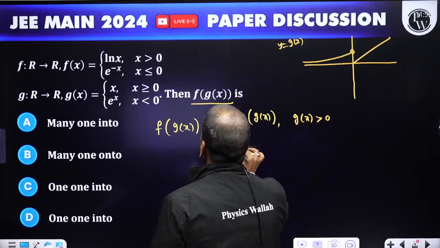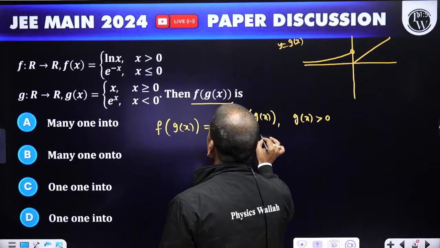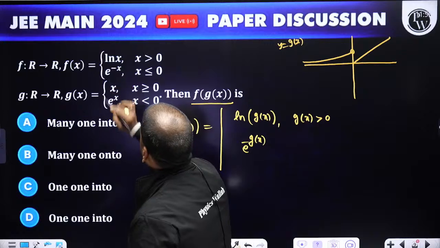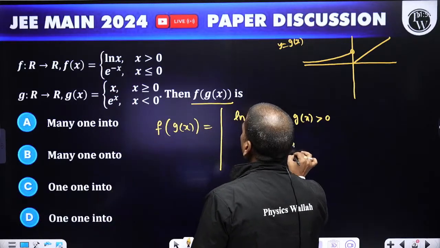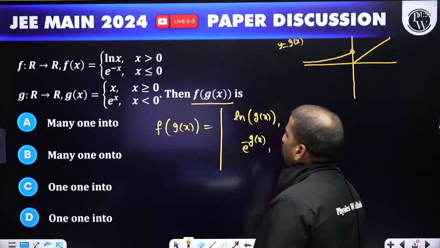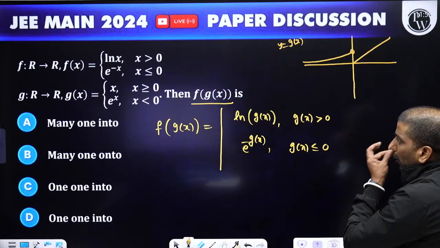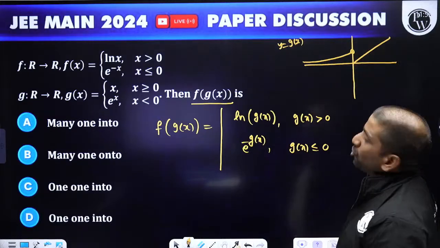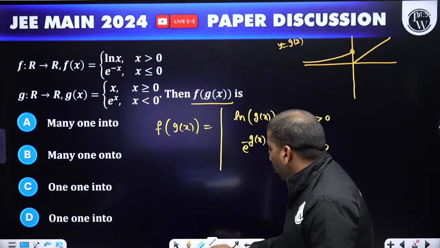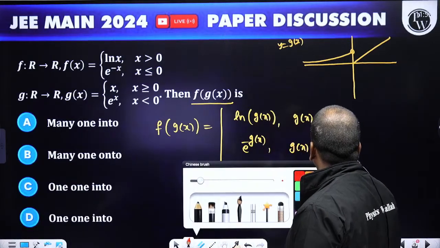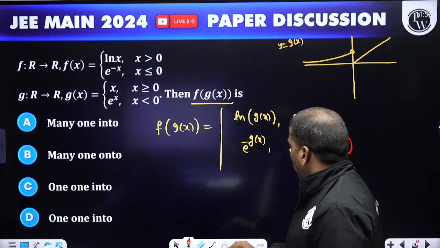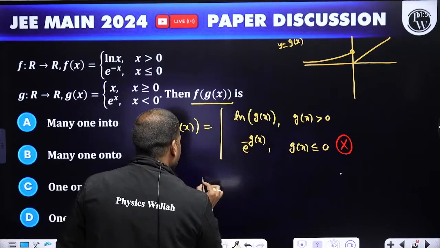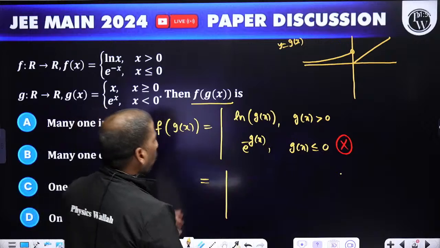Next case, e power minus ln of g of x, that is e power minus g of x. This second case is possible where g of x is less than or equal to 0. So this g of x less than or equal to 0 will be ruled out. Why? Because our g of x is always greater than 0. That's why this portion is ruled out. Then we have only one case. Only this case.